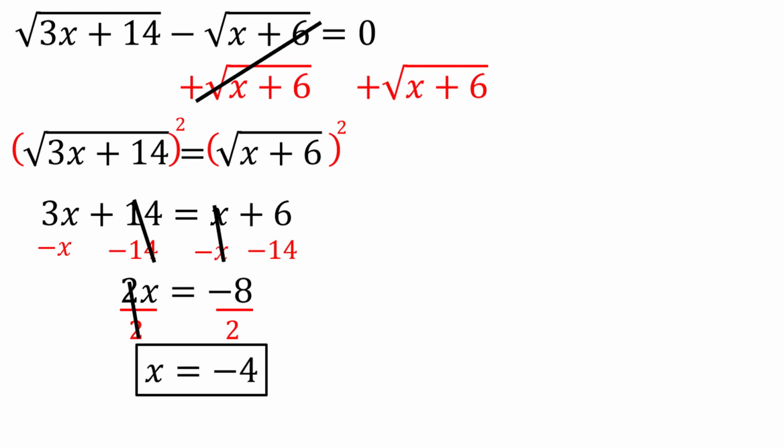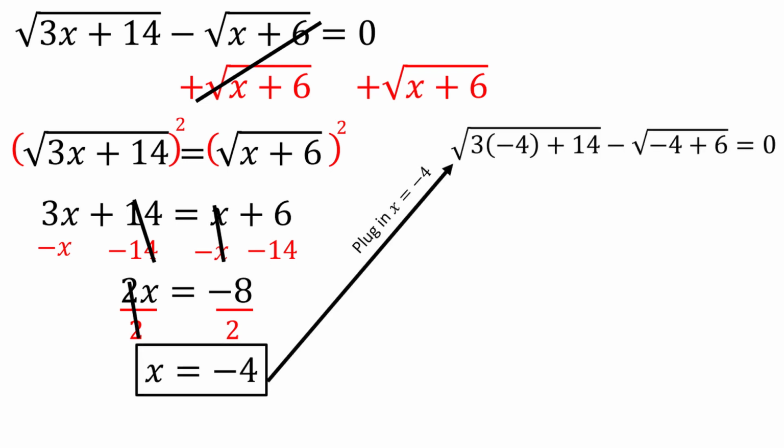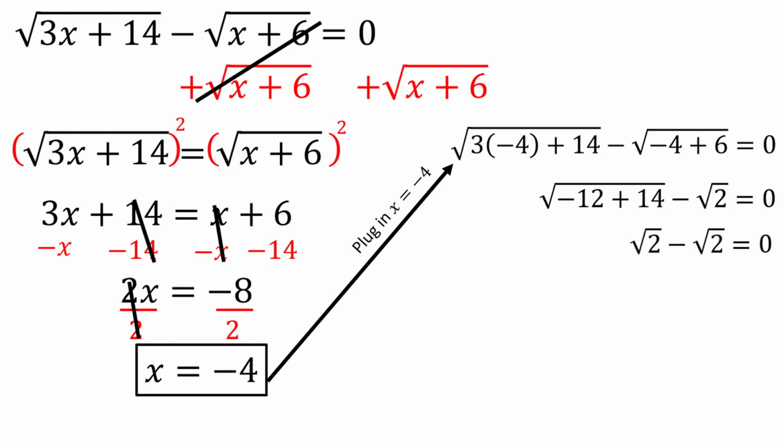If you wanted to, you could plug in x equals negative 4 into both sides of the equation. We have the square root of 3 times negative 4 plus 14 minus the square root of negative 4 plus 6 equals 0. This simplifies to the square root of negative 12 plus 14 minus the square root of 2 equals 0. Or just the square root of 2 minus the square root of 2 is equal to 0, which is just 0 equals 0, verifying that x equals negative 4 is the correct answer.